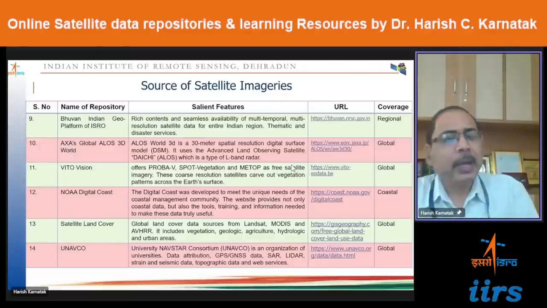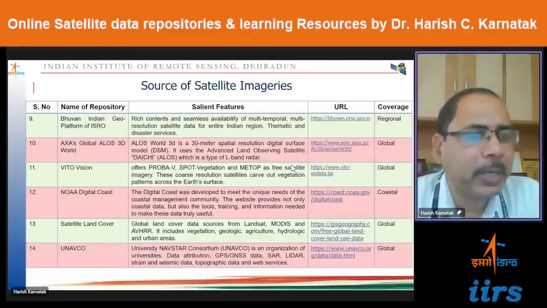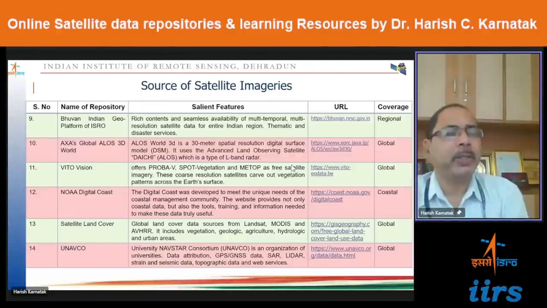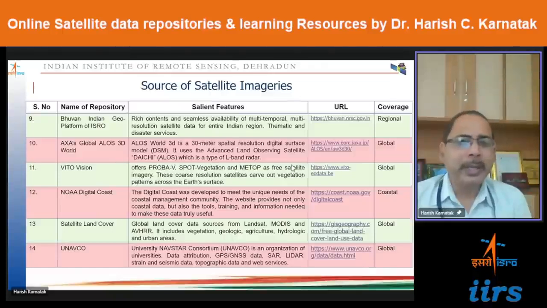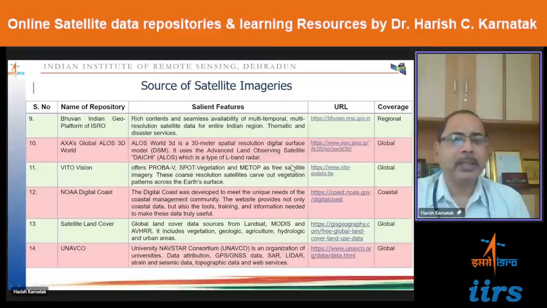From the India side, we have a very important website called Bhuvan. It's the Bhuvan Indian Geo-platform of ISRO. We developed this platform in 2009. It has rich contents and seamless availability of multi-temporal, multi-resolution satellite data for the entire Indian region. In addition to satellite data, you can also download thematic maps from this website.